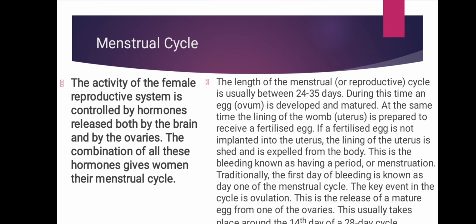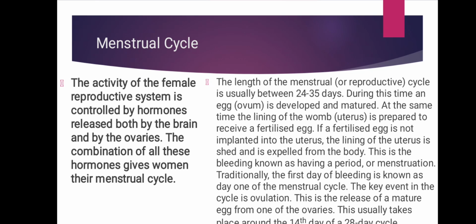The length of the menstrual or reproductive cycle is usually between 24 to 35 days. During this time, an egg or ovum is developed and matured. At the same time, the lining of the womb or uterus is prepared to receive a fertilized egg. If a fertilized egg is not implanted into the uterus, the lining of the uterus is shed and is expelled from the body. This is the bleeding known as having a period or menstruation. Traditionally, the first day of bleeding is known as day 1 of the menstrual cycle.